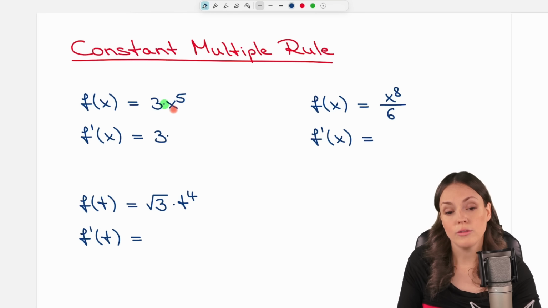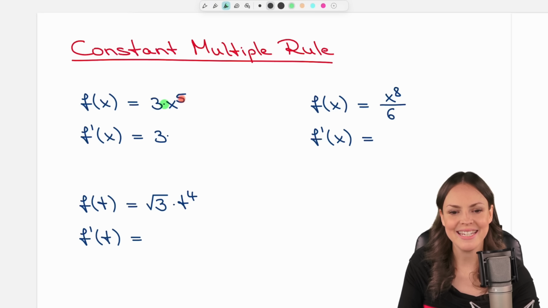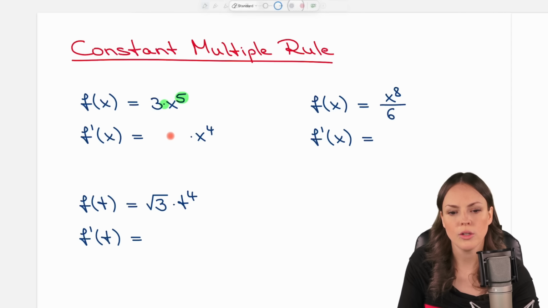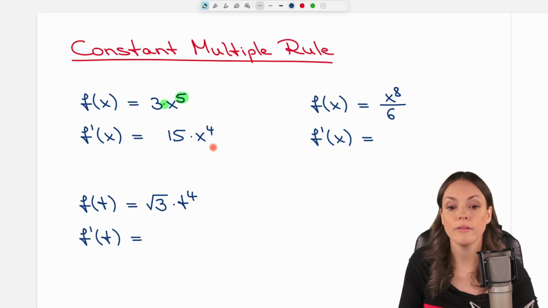And then you have to differentiate the x to the power of 5, but we now know how it works. We take the exponent, the 5, and multiply it by this power here, but we have to decrease our exponent by 1. So we have x to the power of 4. So 3 times 5, you can calculate this then, which equals 15. So instead of this, you can write it as this as well, and this is your derivative.